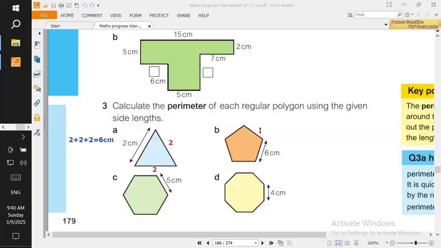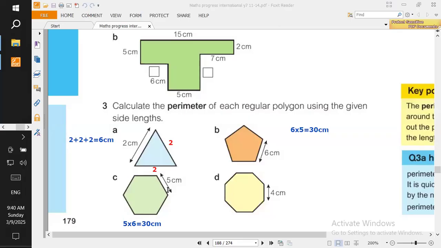Same idea here. We have 5 sides, and one of them is 6. So all of them are 6s. So I just add them all together or multiply them by 5. So 6 times 5, because I have 5 sides, it will equal 30 centimeters. Now, same idea here. How many sides do we have? We have 6 sides. And each one of them is 5. Same idea. I'm going to multiply the 5 by the 6. It will give me 30 centimeters.